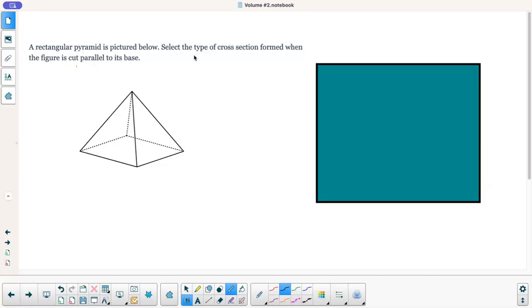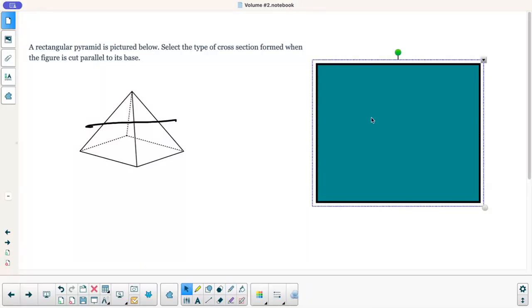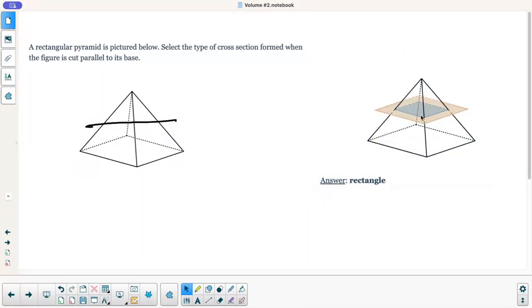Rectangular pyramid pictured below. Select the type of cross-section formed when the figure is cut parallel to the base. So it's cut parallel to the base like that. It's going to be the same shape as the base, just getting smaller as you go up, kind of like we had with the cone. So here's a good picture there. So do your practice problems. There are plenty of these. You can do as many as you want. You have the ability to do unlimited problems. So make sure you do a bunch of these until you are getting them right consistently.